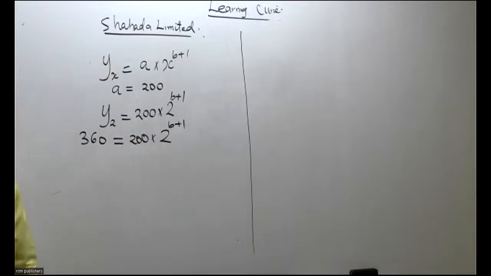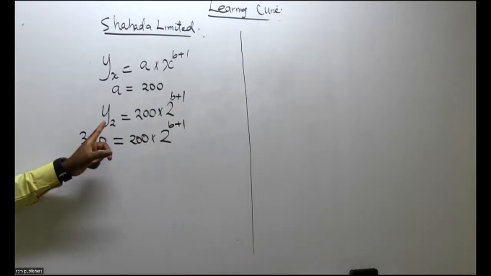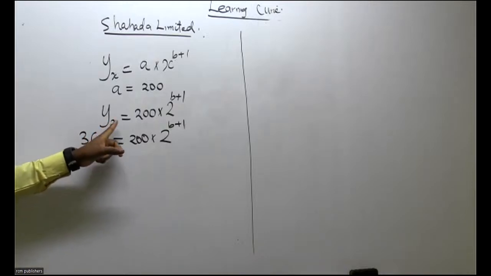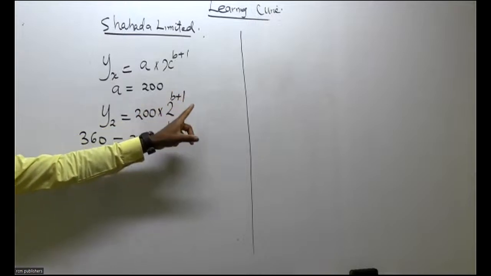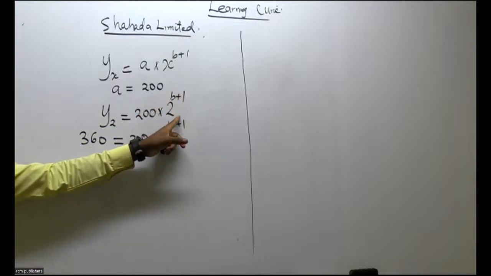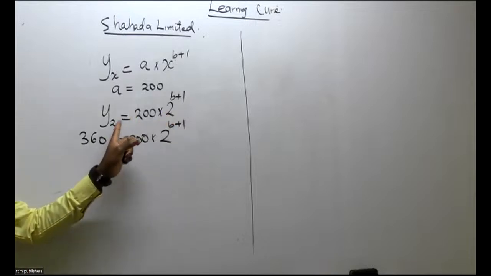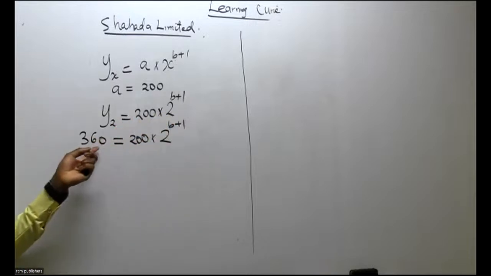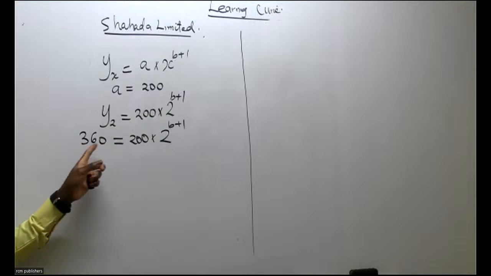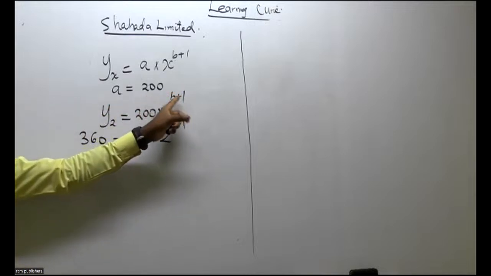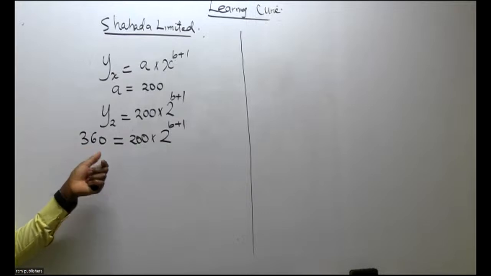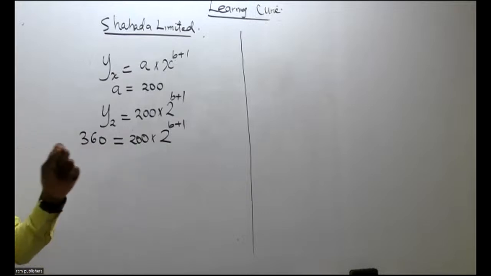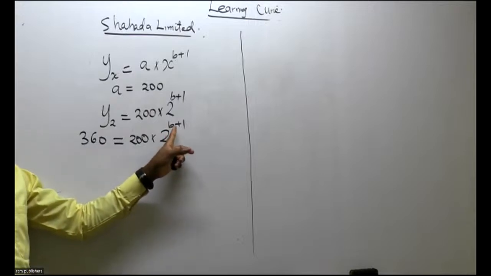So already we've seen we are now not having 2 unknowns, as opposed to up here, where we were still having 2 unknowns. Y2 is equal to 200 times 2 raised to the power B plus 1, whereby X, or this 2, represents X. Now, moving down, we've been able to identify one of the unknowns, so we only have one unknown, which is basically B plus 1.